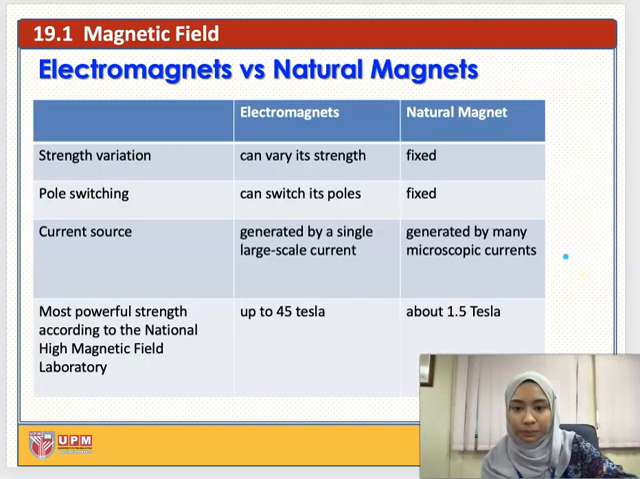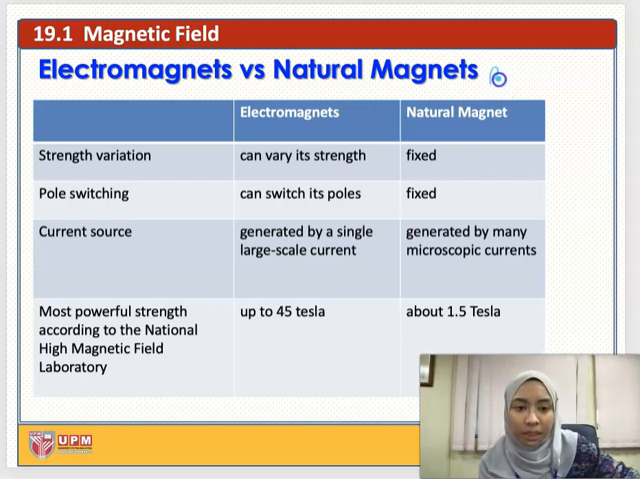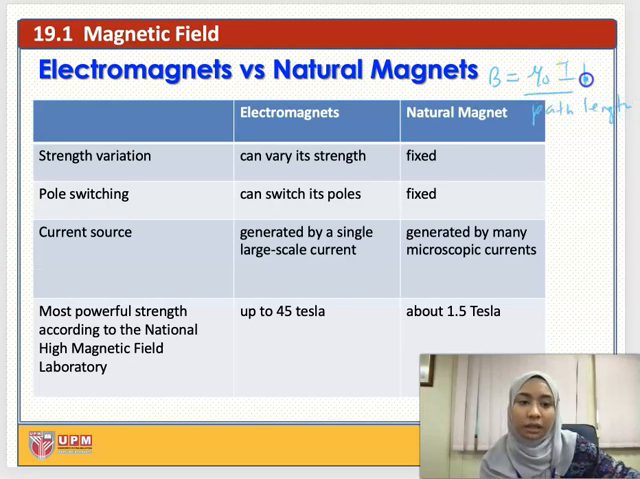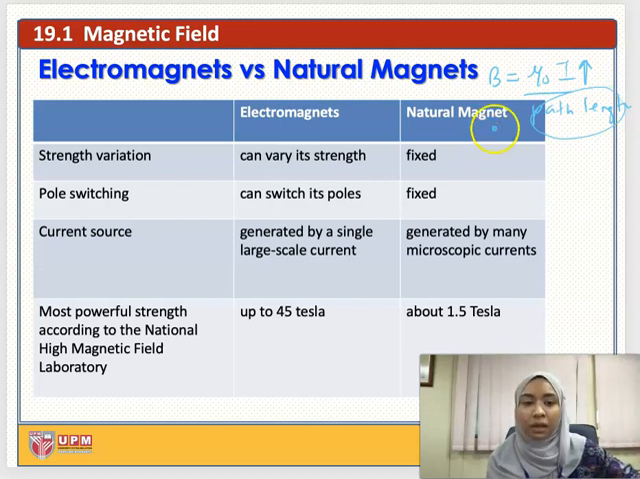Alright. And then let's talk about electromagnets versus natural magnets. So electromagnets can vary its strength. Remember, the electromagnet's magnetic field is mu naught I over path length. So basically, if you increase the I, you can change the B. If you change the path length, you can change the B. So electromagnets can vary its strength. However, the natural magnet that we always see is fixed. You can't change it.